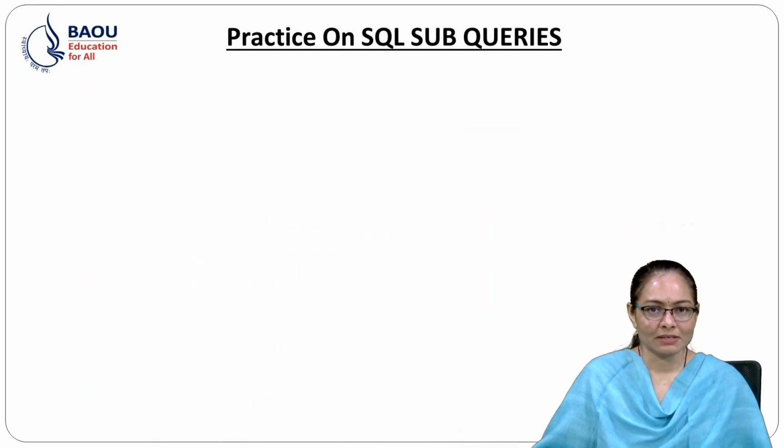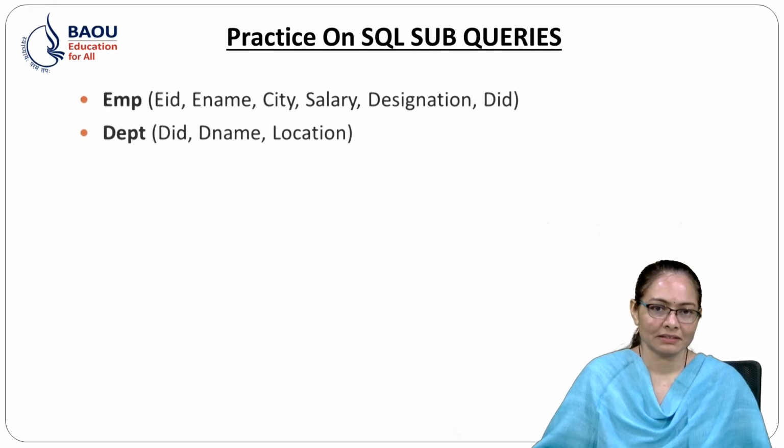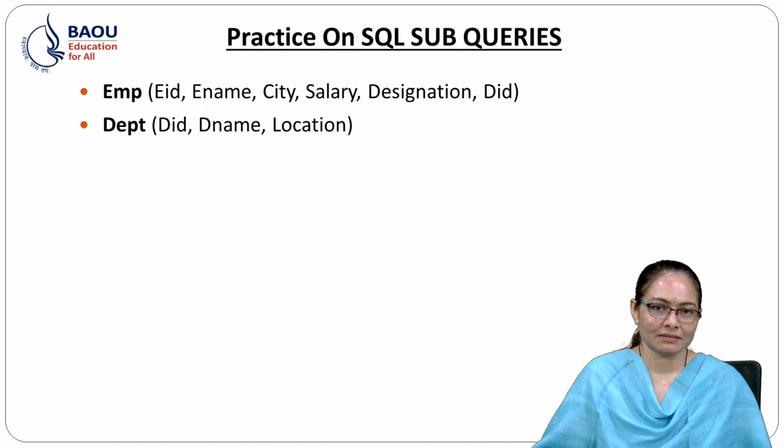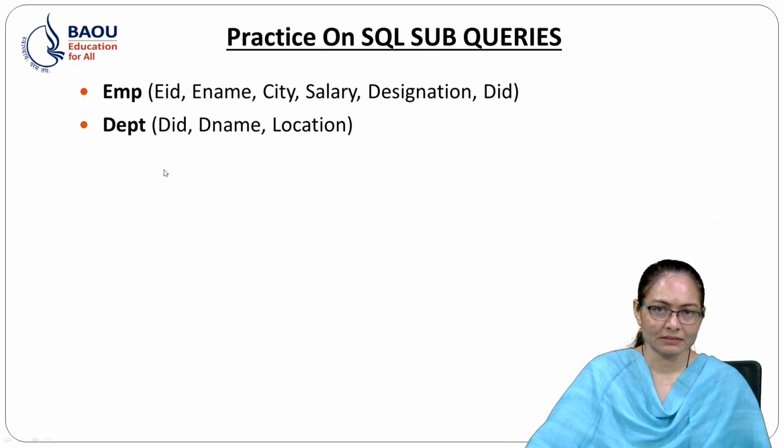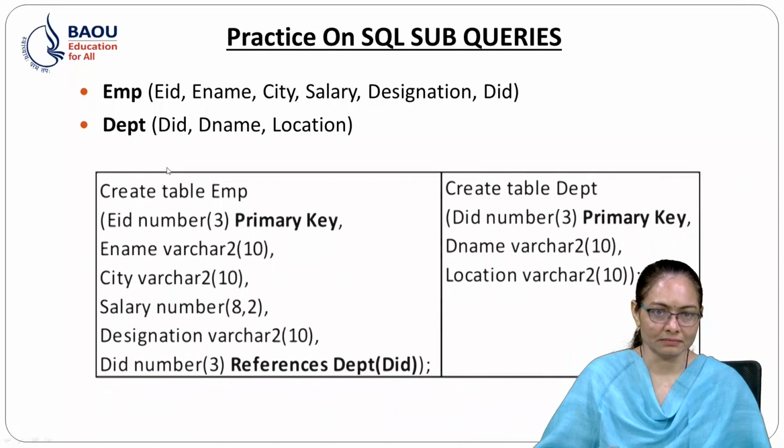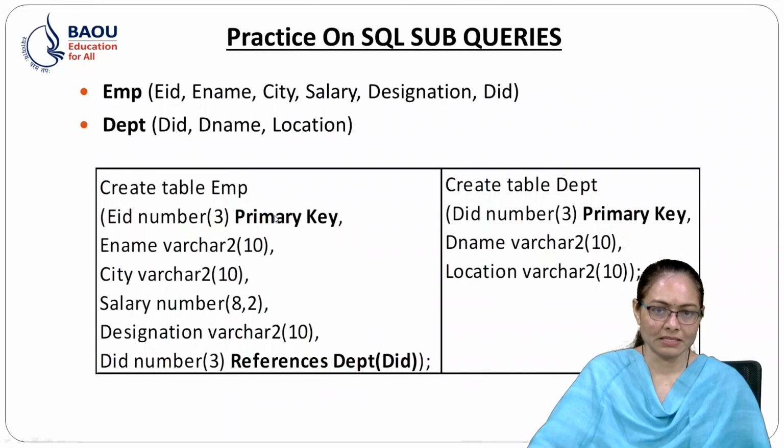Now, practice on SQL subqueries. See here there are two tables, employee and department. The department table is related to the employee table using DID. DID in the department table is a primary key and DID in the employee table is a foreign key. See, this one is the primary key, and this one is a reference key because it refers to a primary key. It is a master table, it is a child table, or parent and child, master and detail tables.